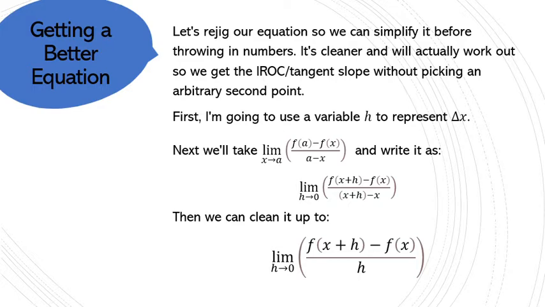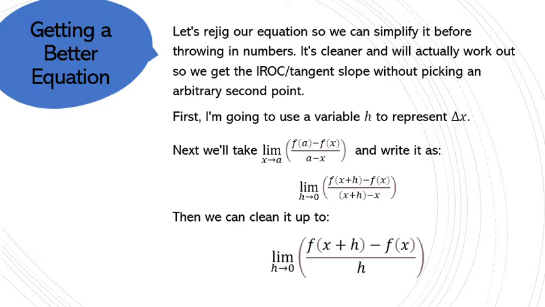That's a lot of work. And it requires you to arbitrarily pick a point that is as close as you feel it needs to be to your point of interest. So we need something better. So we're going to rejig our equation so that it simplifies before we deal with numbers. Okay, and it'll take away that arbitrary choice that we have to make.